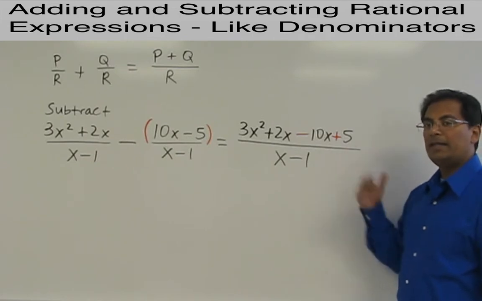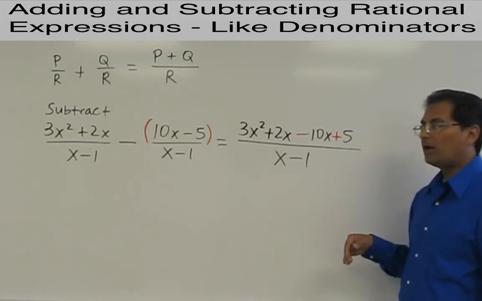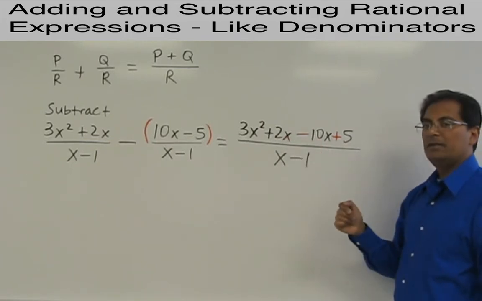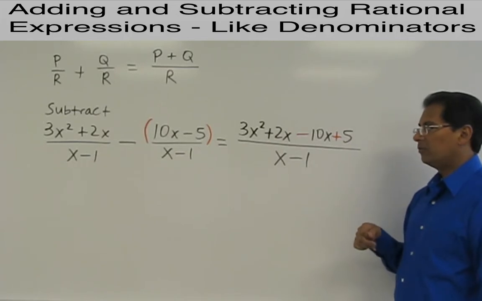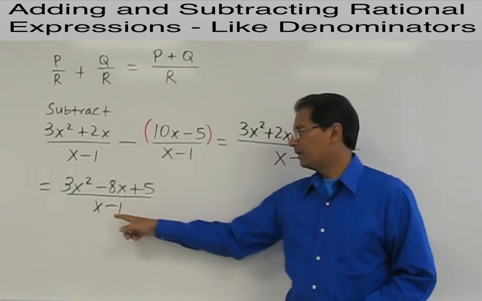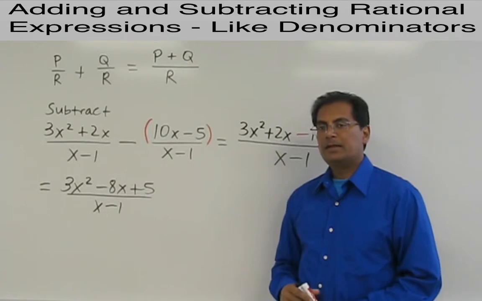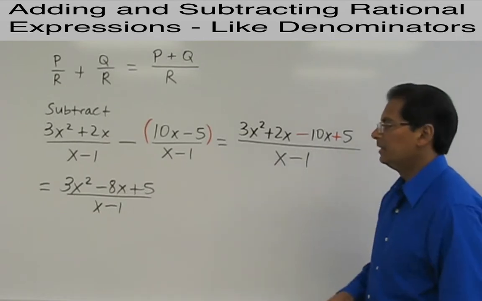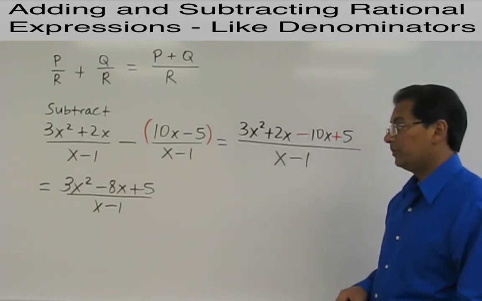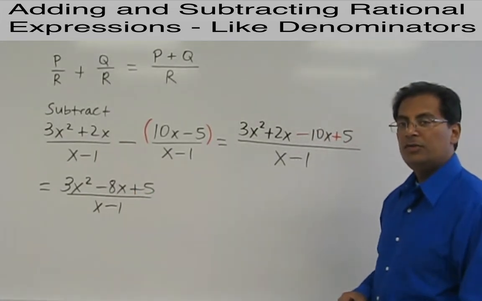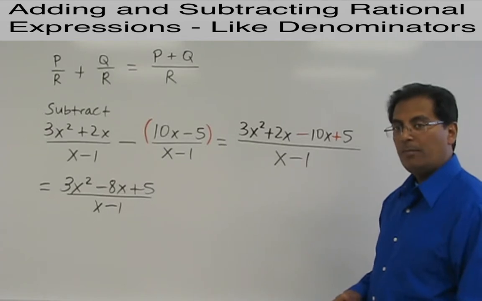So now we can combine like terms. The bottom is the same denominator, but on top there are like terms. We can combine the 2x minus 10x to become negative 8x. So combining our like terms on top, what we get is 3x squared minus 8x plus 5 divided by x minus 1. Now some of you may be thinking, this looks like a trinomial, and maybe I can factor that trinomial, and you can. You can actually factor 3x squared minus 8x plus 5 into two binomials and possibly simplify this.